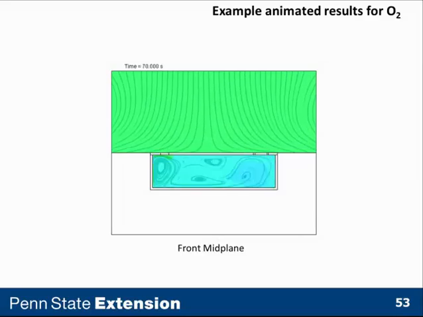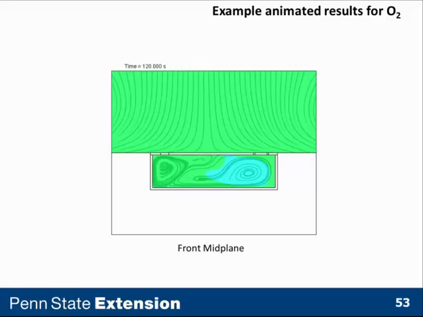We're starting to get closer to where we want to be. At 100 seconds, we see that half of that place is green. At 120 seconds, we still have a small pocket there that is not quite up to 19%. That's probably about 15%, something like that. And so we'd have to ventilate a little longer to get the oxygen up to the appropriate level.